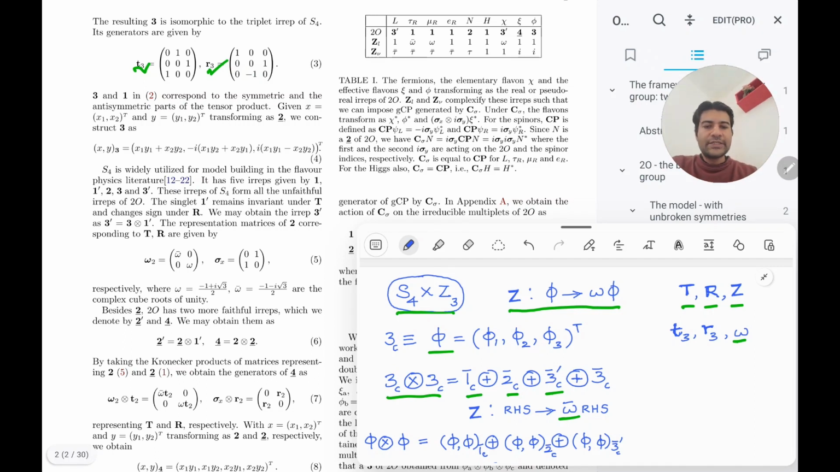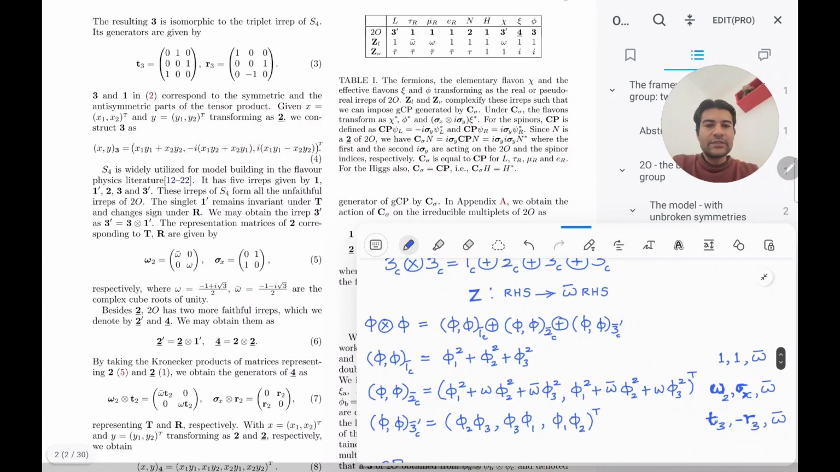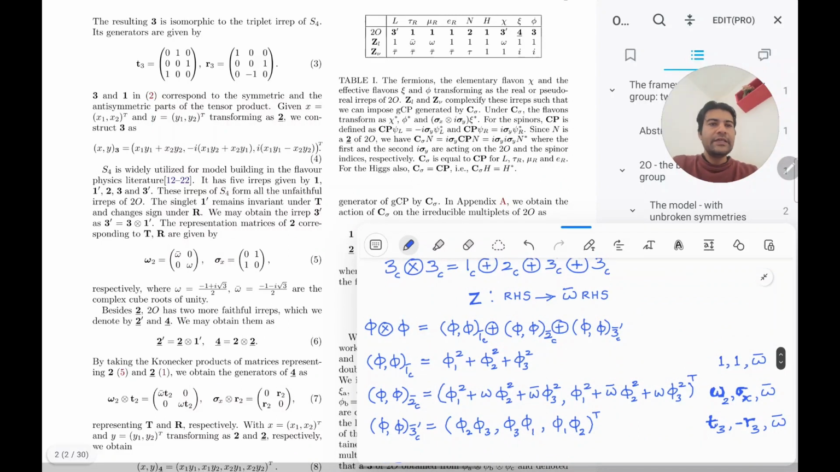Now the objects obtained from this tensor product expansion of the triplet phi are given here. So you have phi phi singlet, doublet, and 3 prime. The expressions of these objects are shown here. These are exactly like what we discussed in the previous example. So these objects transform under the generators as given here. The only difference in this case is that you have an omega bar which corresponds to the generator Z.